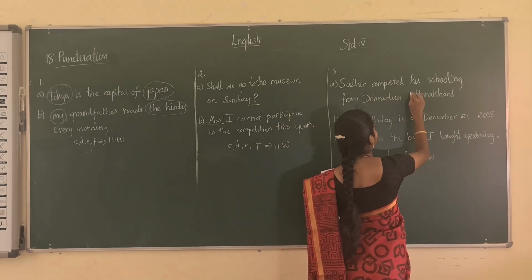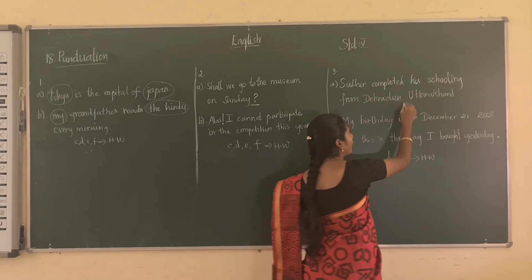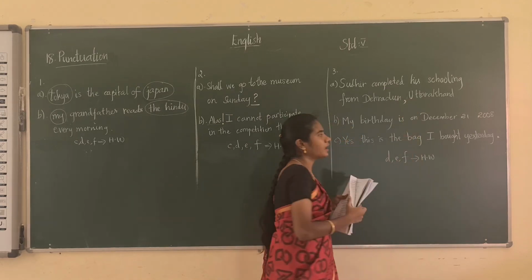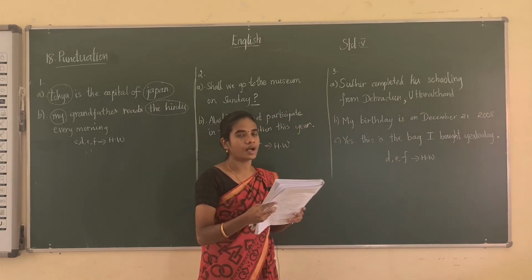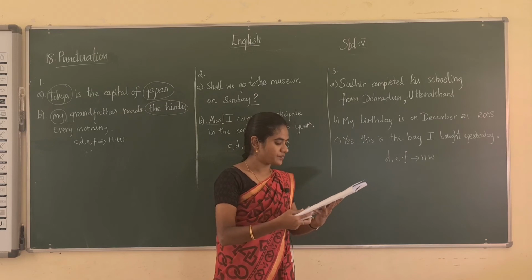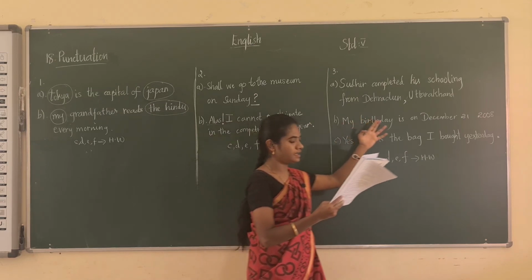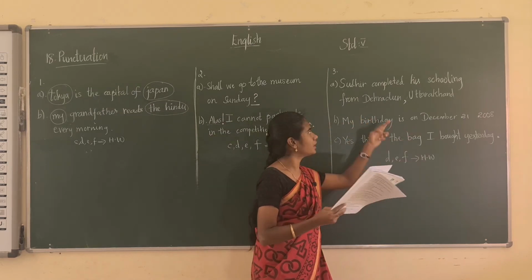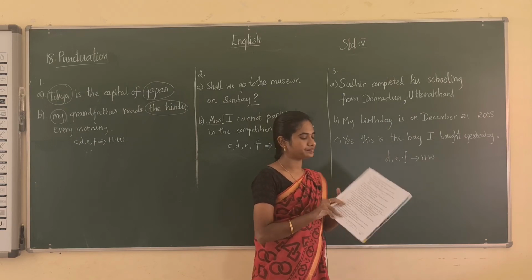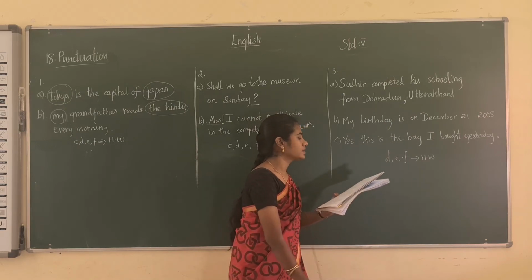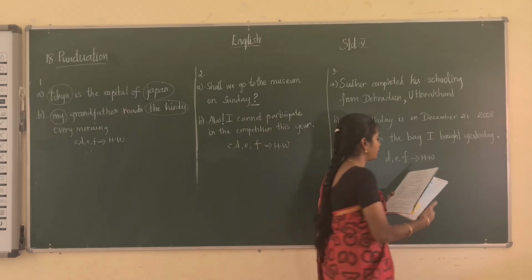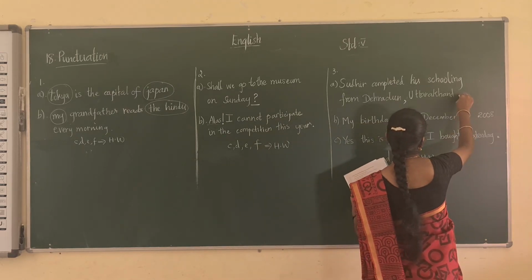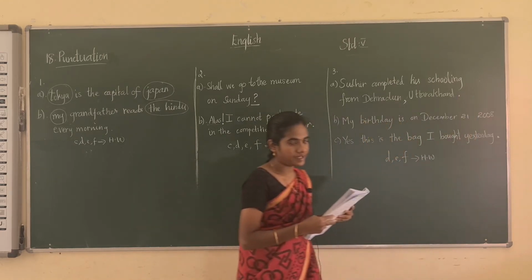You have to write in a capital letter, and you have to put a comma in between Dehradun and Uttarakhand. So it is the name of a city and the state it belongs to. For that you have to put a comma. Okay. See the next one, and also you have to put the full stop. At the end of the sentence, what you have to do? You have to keep the full stop.